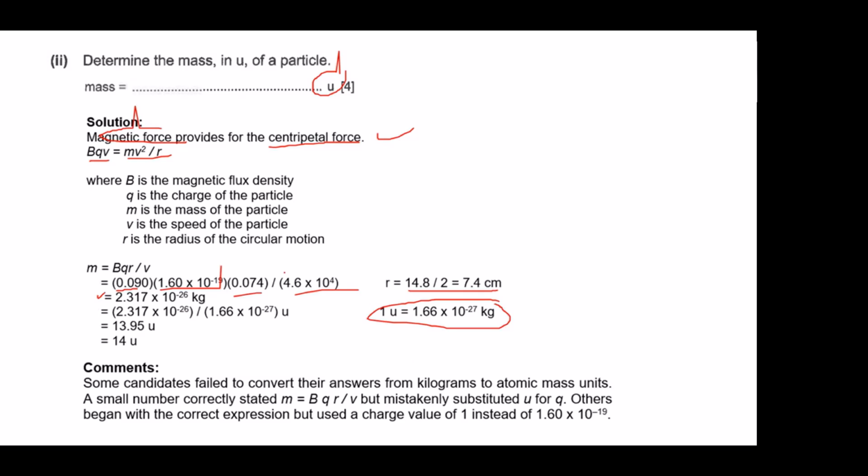Okay, conversion was an issue, kilogram to atomic mass unit. Some of them also made a wrong substitution in m equal to BQR over v. Singly charged, do not use 1. Instead, you use an electron charge. It's not 1 coulomb, it's the electronic charge, 1.6 times 10 to the power minus 19 coulomb.